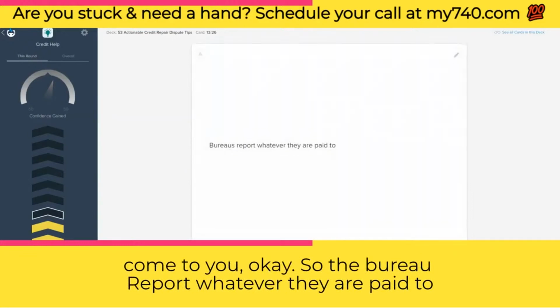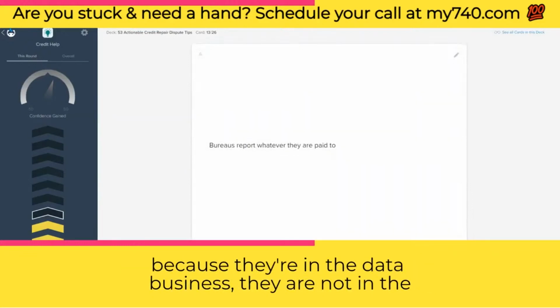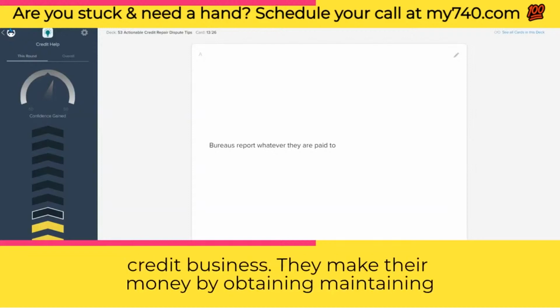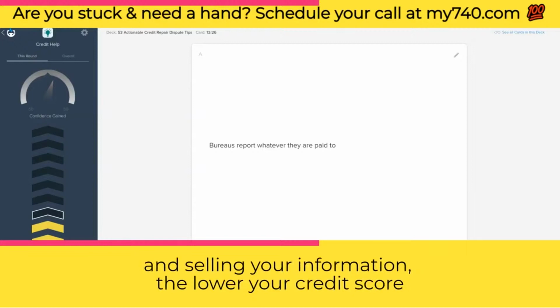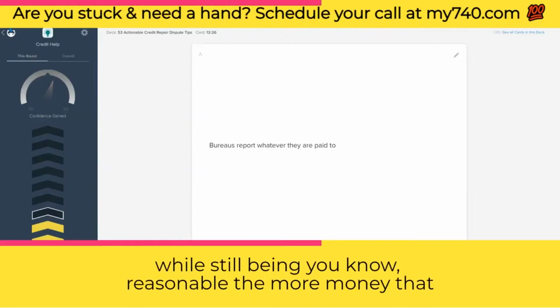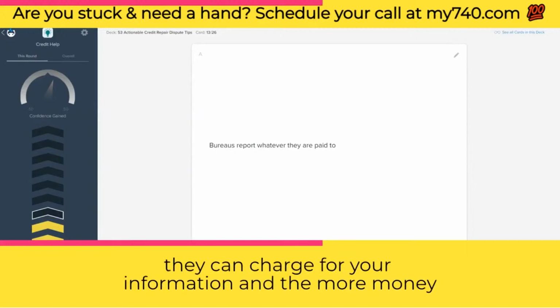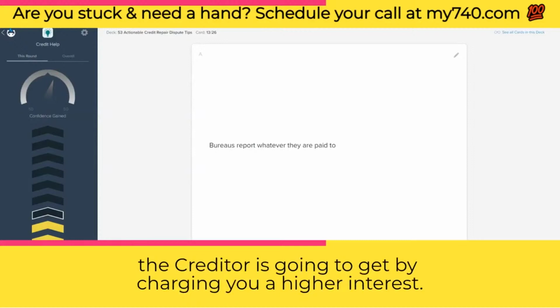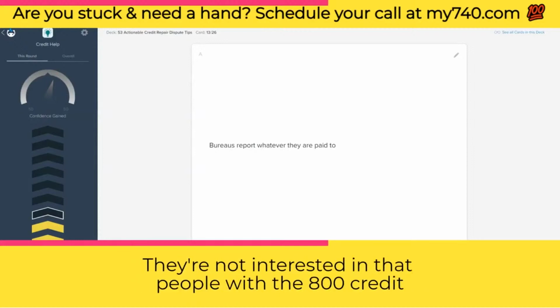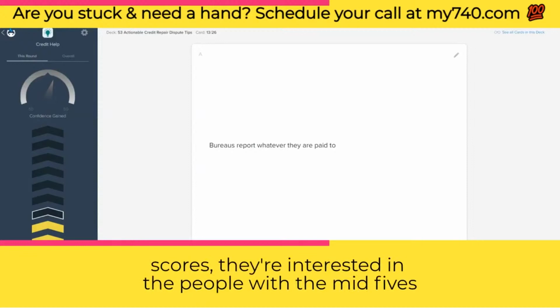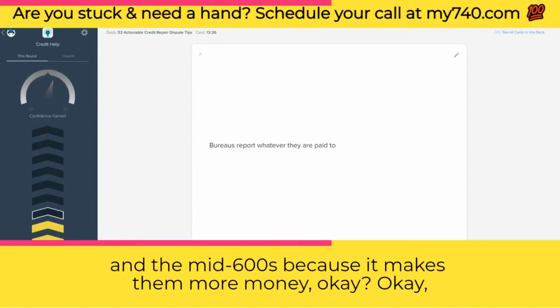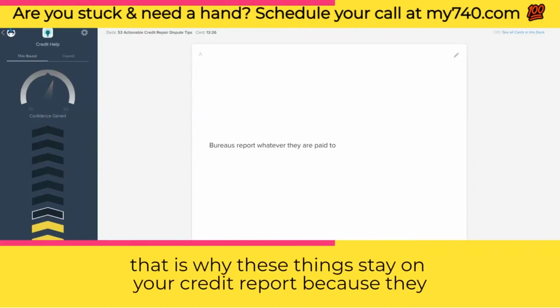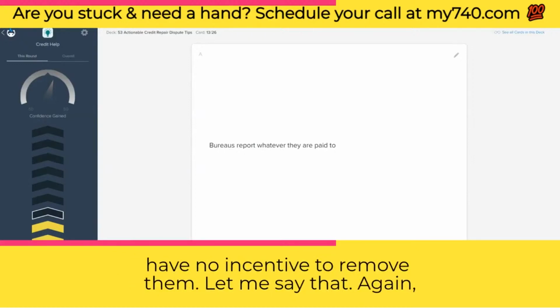So the bureaus report whatever they are paid to because they're in the data business. They are not in the credit business. They make their money by obtaining, maintaining, and selling your information. The lower your credit score, while still being reasonable, the more money they can charge for your information, and the more money the creditor is going to get by charging you a higher interest. They're not interested in the people with the 800 credit scores. They're interested in the people with the mid fives and the mid sixes because it makes them more money. That is why these things stay on your credit report, because they have no incentive to remove them.